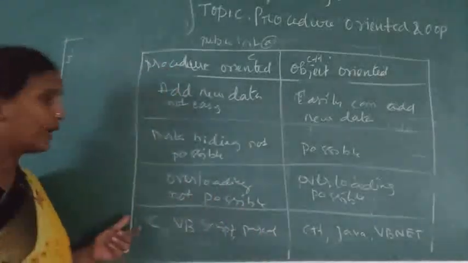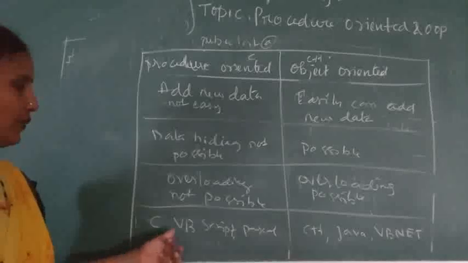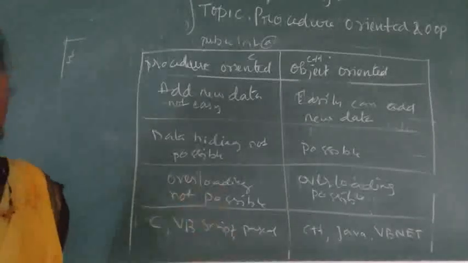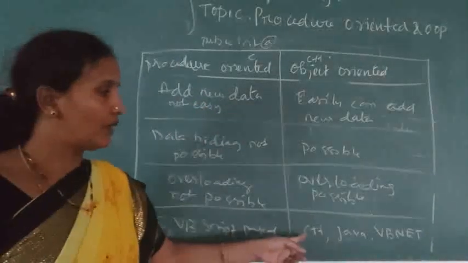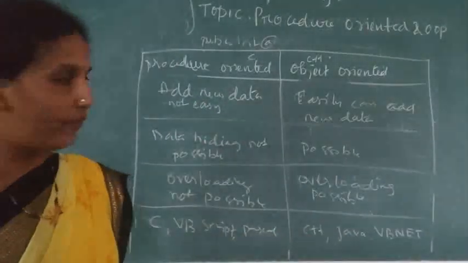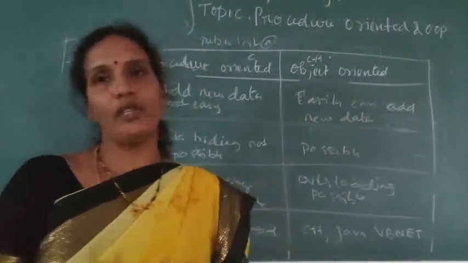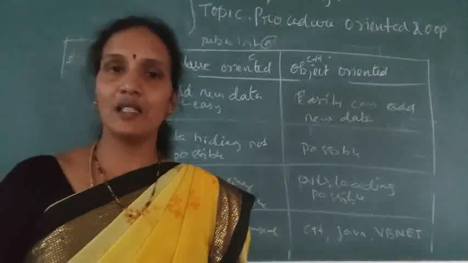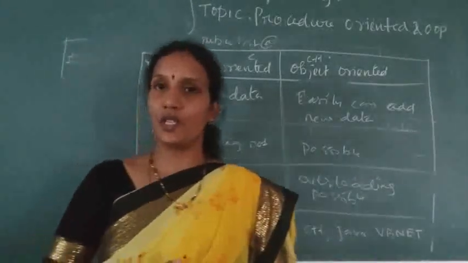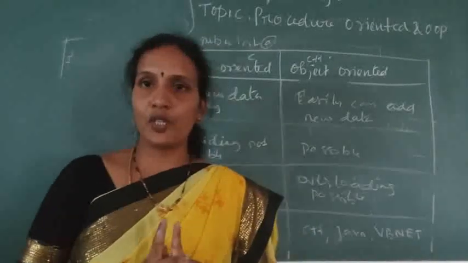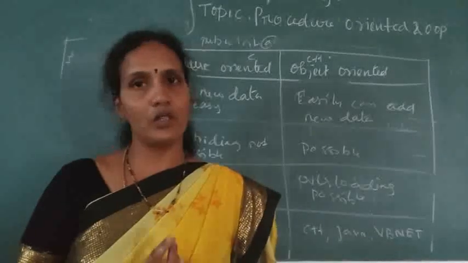Now, next, examples of procedure-oriented languages: C, VBScript, Pascal. These three programming languages use procedure-oriented programming. Next, C++, Java, VB.NET: these programming languages use an object-oriented methodology. So these are the differences. The main difference between procedural and object-oriented is that in procedural language we use functions, and in object-oriented language we use objects.